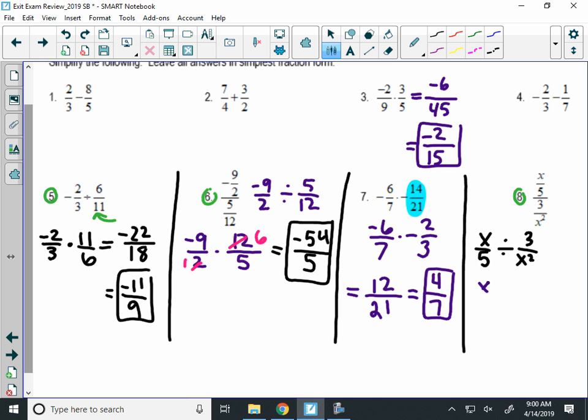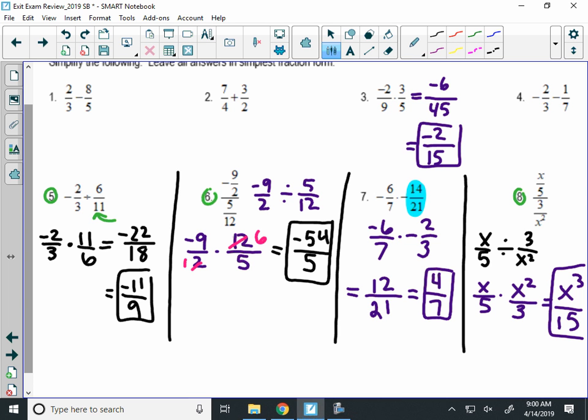We take the original first fraction, x over 5, and multiply by the reciprocal of the second. X times x squared, use your exponent rules from another video, then you get x to the third over 15. And that would be your final answer.